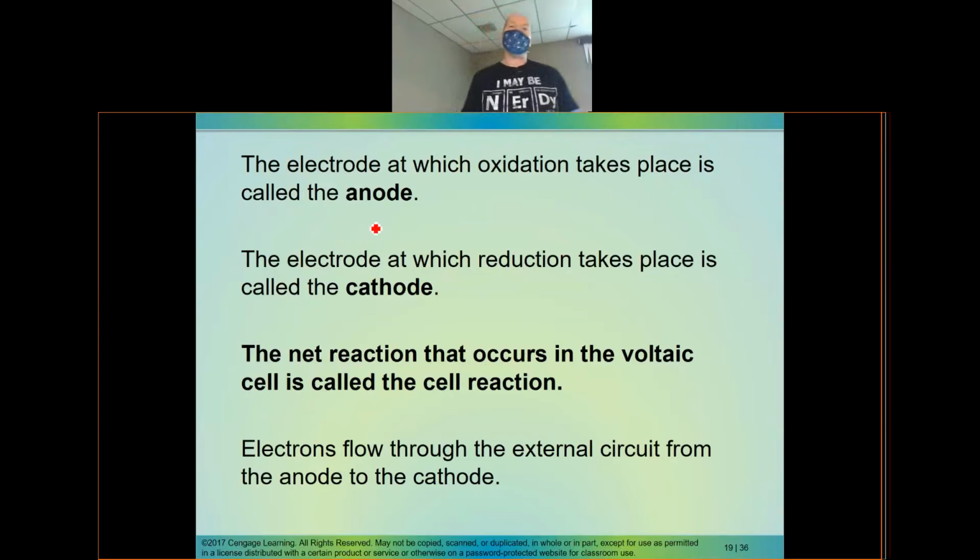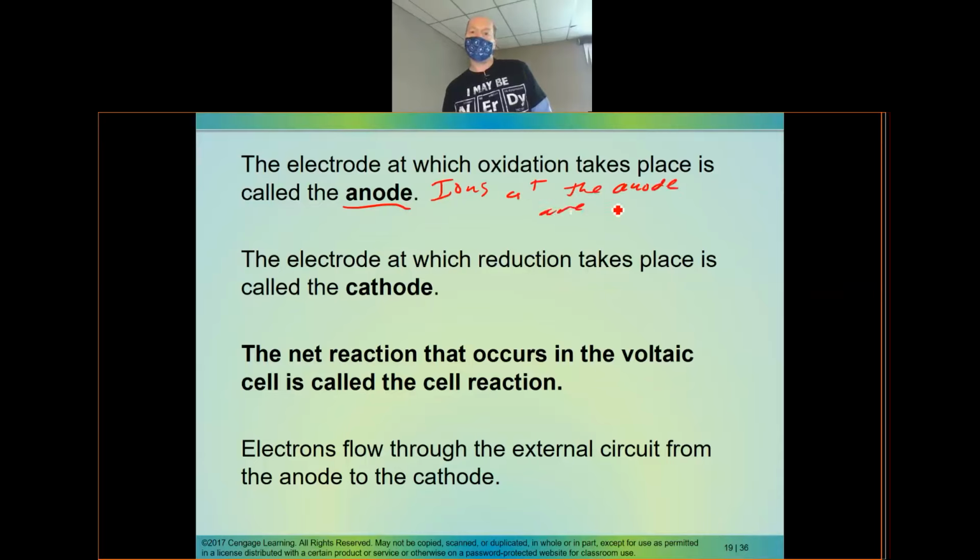Again, oxidation at the anode, red cat, reduction at the cathode. The ions that hang out at the anode are called anions. So ions at the anode are anions, and we know anions have a negative charge. Therefore, the anode has a positive charge. In order to attract these ions, the ions have to be negative. They're attracted to the positive.